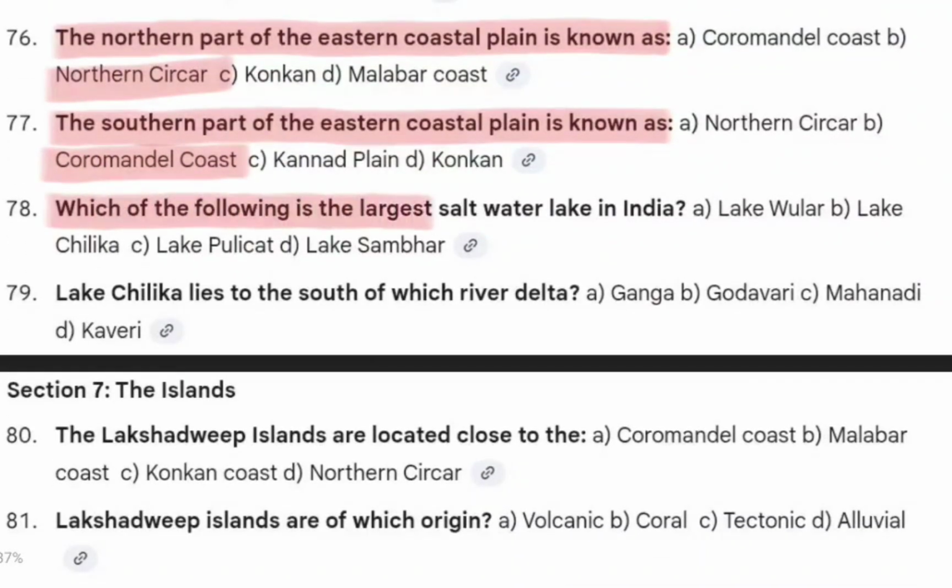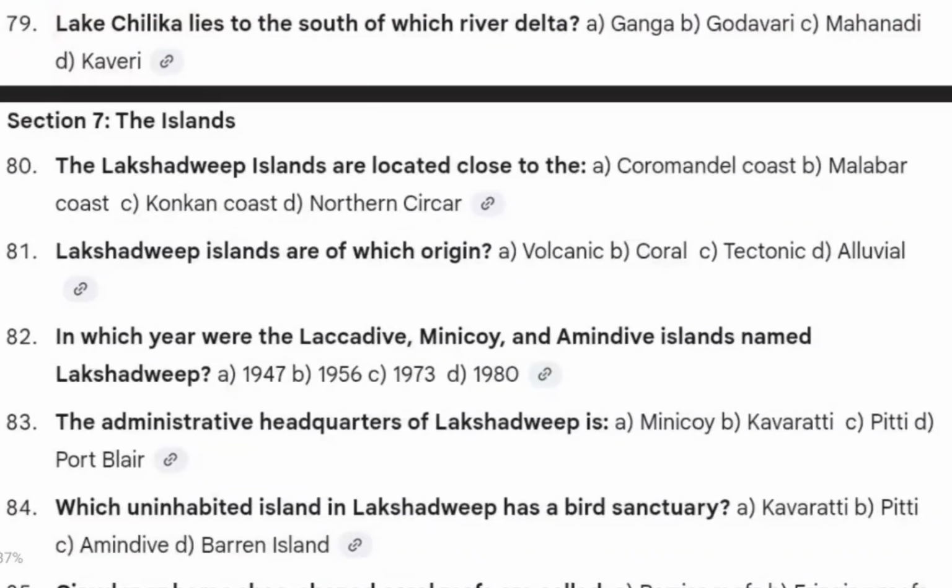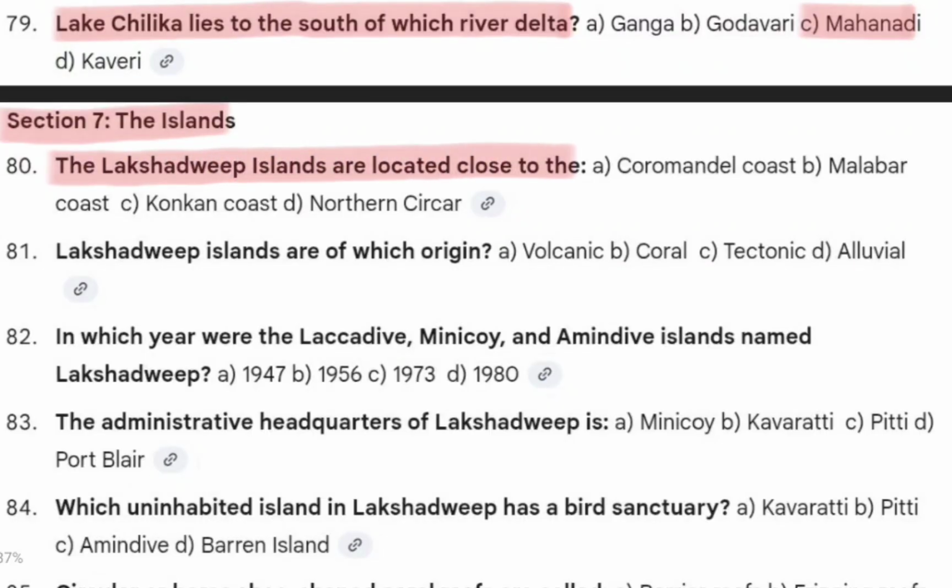Which of the following is the largest saltwater lake in India? This is Lake Chilika. Lake Chilika lies to the south of which river delta? Mahanadi. Next section 7. The Lakshadweep Islands are located close to the Malabar coast. The Lakshadweep Islands are of coral origin.